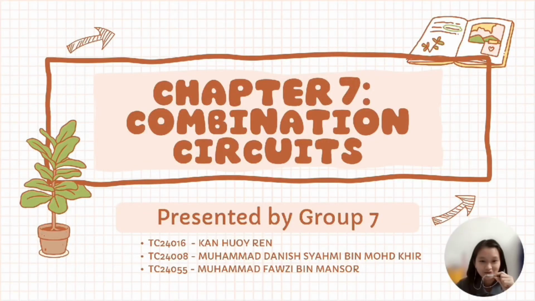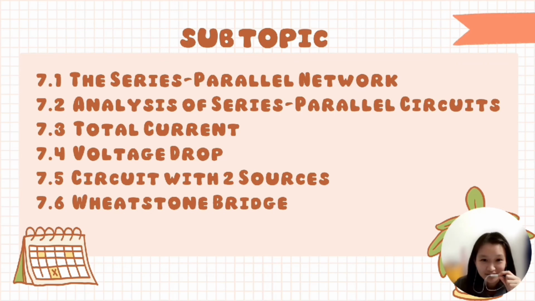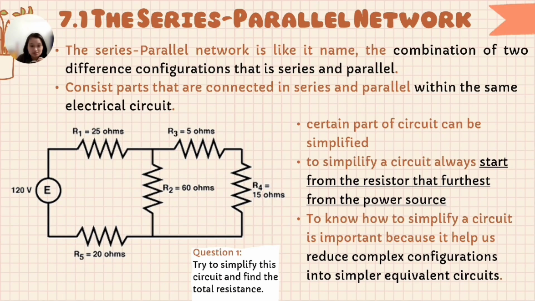Group 7 is going to present Chapter 7, combination circuit. There are 6 subtopics. 7.1, the series-parallel network.